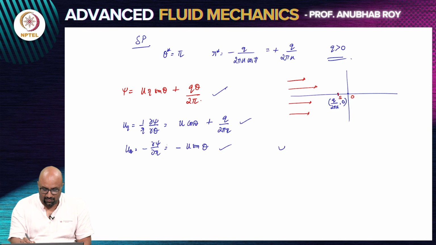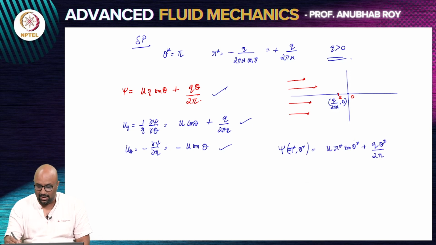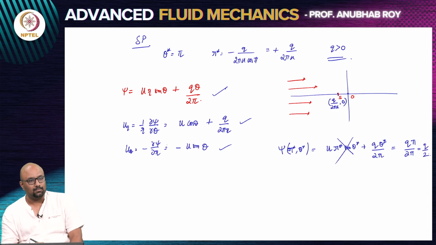So, the value of the stream function at the stagnation point, at r star comma theta star, is u r star sin theta star plus q theta star by 2 pi. Now, theta star is pi, which means the sine term is 0. So I get q pi by 2 pi, which is equal to q by 2. What is the reason for finding the value of the stream function at the stagnation point?